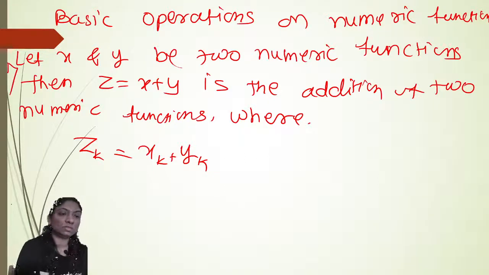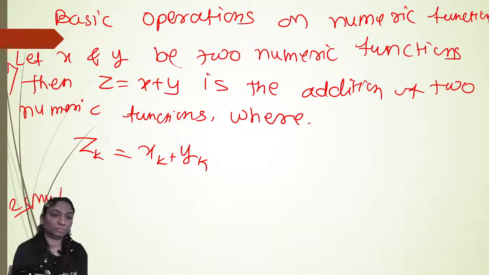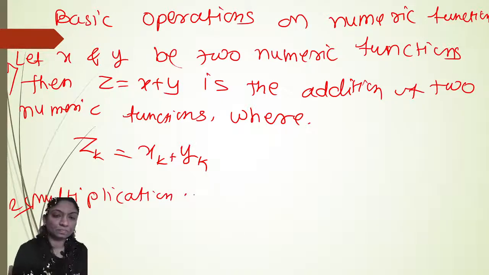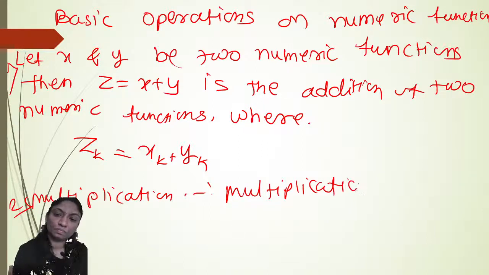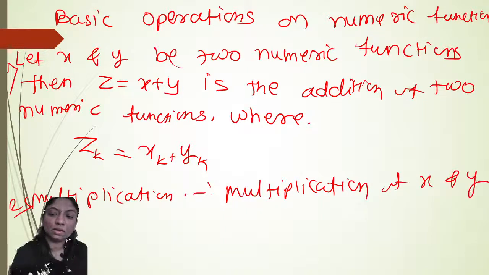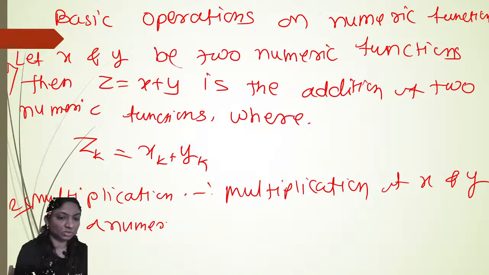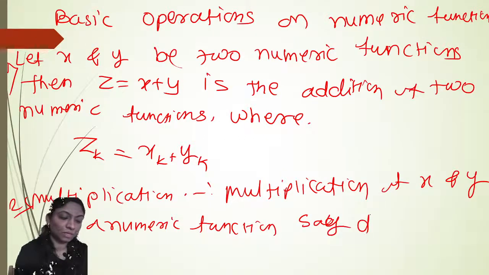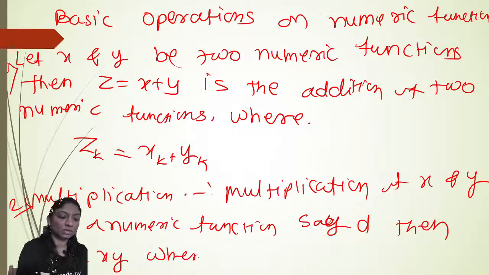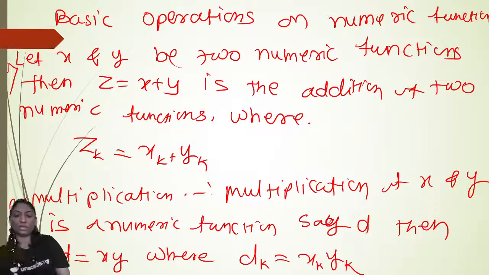Similarly, we can take the multiplication of x and y, the numeric function, say d. Then d is equal to x into y, where dk is equal to xk yk.